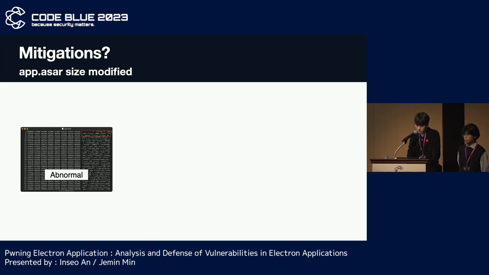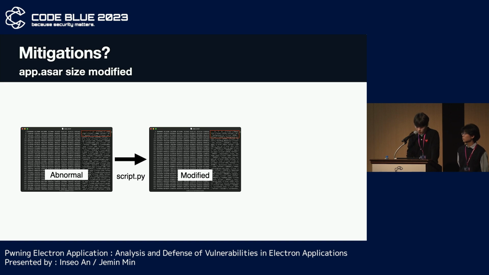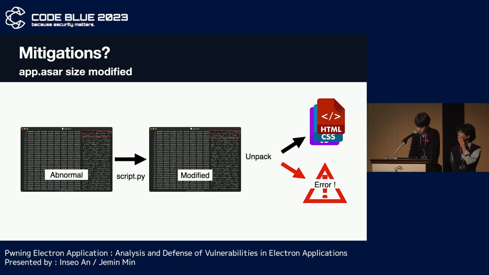We created a script file to brute force the app.asar file size until we obtained the correct size. We provide an abnormal file to the script as an argument and tried to change and decompress it by increasing the size about 1000 until the correct file was extracted. Using this method, we were able to overcome all the challenges we encountered while analyzing the apps.